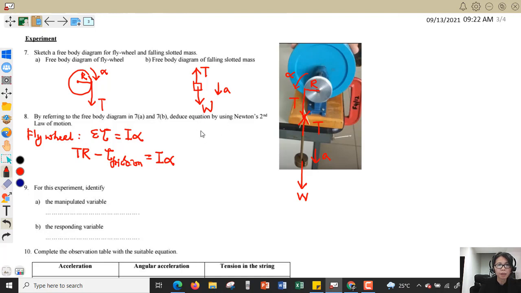Then we consider the slotted mass. For the slotted mass, we have weight downward, tension upward, and the slotted mass is accelerating downward. By Newton's second law, the summation of forces equals ma. The net force causes acceleration. Our weight is in the same direction as the acceleration, so we take weight minus tension equal to ma.